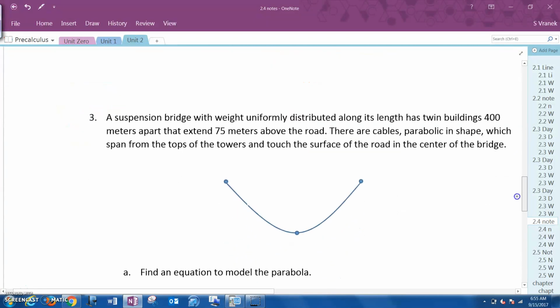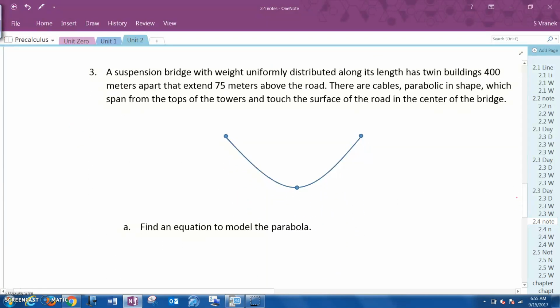So, alright, this one's a little trickier, but it's kind of like what we were doing earlier when we were coming up with vertex form and finding the A value. We have to do the same thing, get an equation that models this. So we have a suspension bridge that along its length has twin buildings that are 400 feet apart. So here's one building, here's the other building. So these cables are going to the top of the buildings. I'll draw the building here and here. They extend 75 above the road. The cable touches right in the middle of the bridge. This whole thing, it says, spans 400.